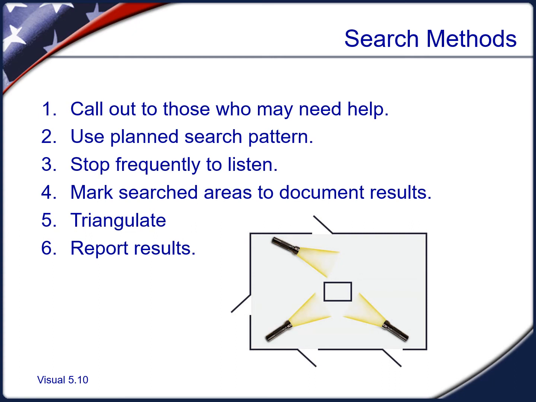You want to mark search areas and document the results. We'll go over that in just a second. The picture down here shows 3 flashlights, and basically that is what triangulate means. If you have flashlights in different areas of a room, you can shine all the lights on one area, and you're going to get a better picture of what is in the room because you have light coming from all sides. And the last one is you want to report your results. Anything that you find inside the room, you want to make sure it's reported so that other rescuers will see what was found in the room.